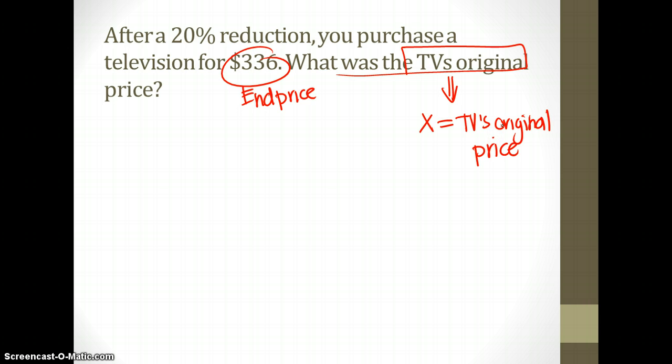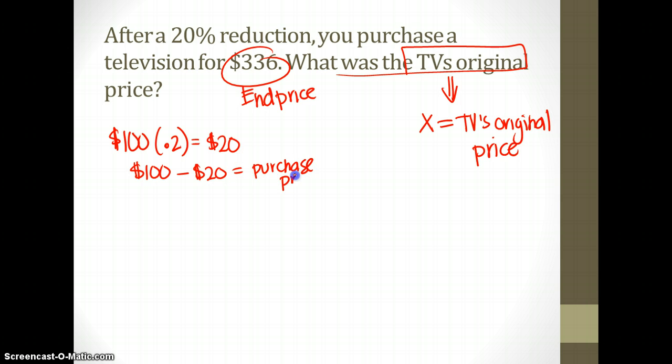So if you think about how you do a discount, if I told you were getting 20% off of the TV and I told you the TV was originally $100, let's say the original price was $100, you'd find 20% of that by saying 20% or 0.2 times that number, and then you'd take your original price and you'd subtract away that $20 to find your new price, your final price, your purchase price. But in this case, we don't know what this starting price was. So we have our variable here.